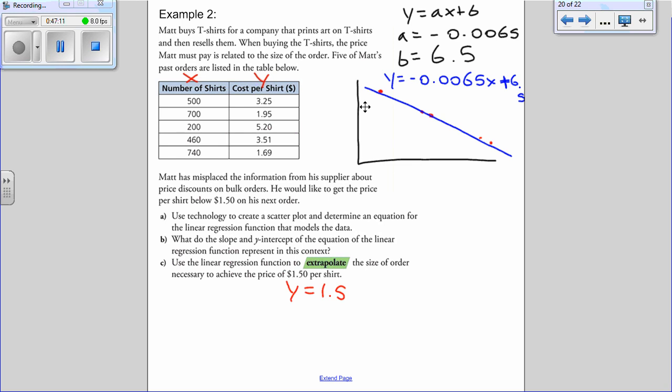What your calculator can do is figure out where two lines intersect each other. They're going to intersect at y equals 1.5. So you go second trace, and there's the intersect option. Hit the intersect option, move your cursor so it's close to where they intersect. Hit enter, enter, enter. This says y equals 1.5, x equals 769 shirts. Notice that I round down to the nearest whole shirt. I'm not going to get 0.23077 of a shirt.